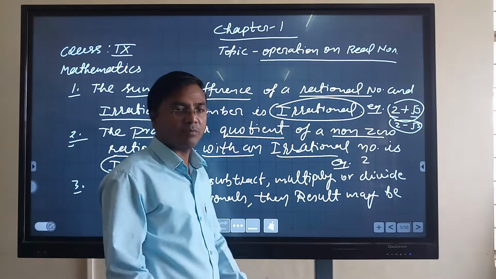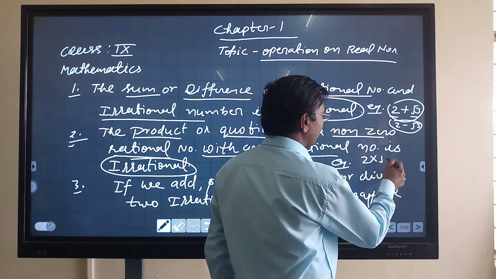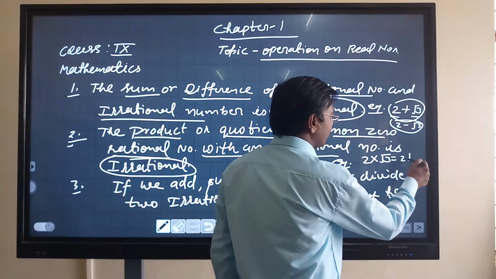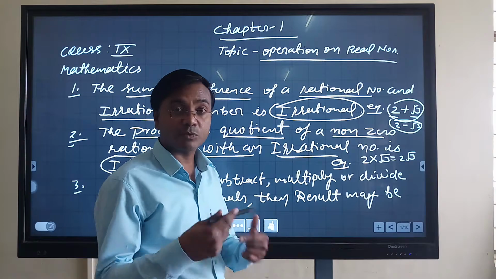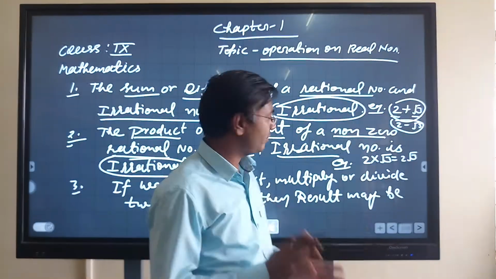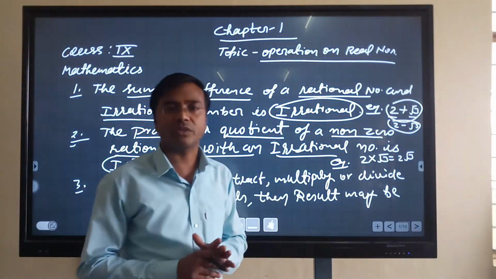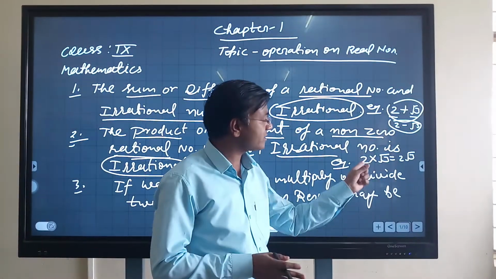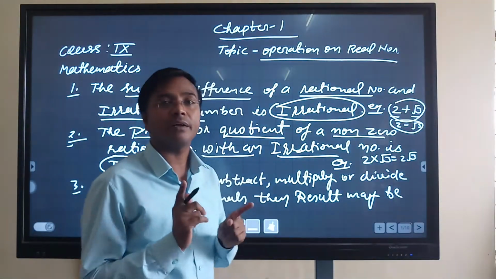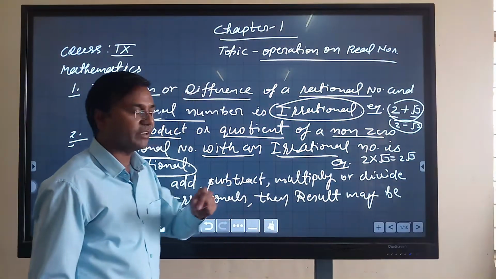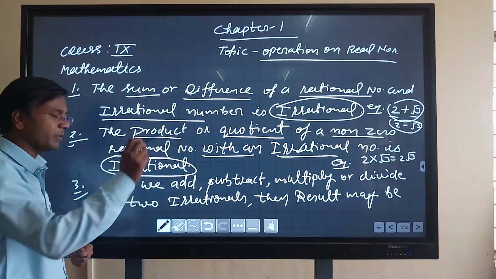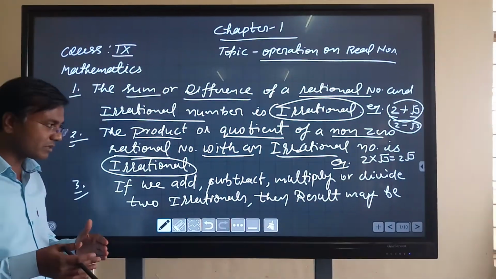For example, let me write the example over here. If I take the rational number 2 and multiply by under root 3, which is an irrational number, the product is 2 under root 3. Many students might be thinking 2 threes are 6, under root 6. That is wrong. Make sure this is rational and this is irrational, so the product cannot be simplified, and it is simply written as 2 under root 3, which is an irrational number.